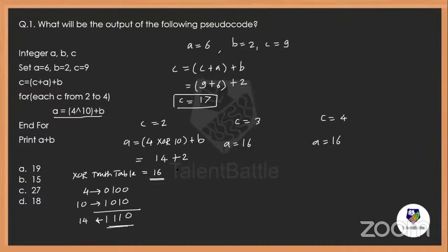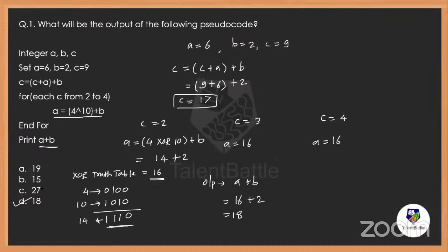Now my for loop completes, and outside the for loop we have to print the value of A plus B. So the final output will be A plus B. The latest value of A, that is 16, plus the value of B that we have already been given, that is 2. So the final answer will be 18. And you can see option number D is the correct answer. Got it? This is how you have to deal with the provided questions.